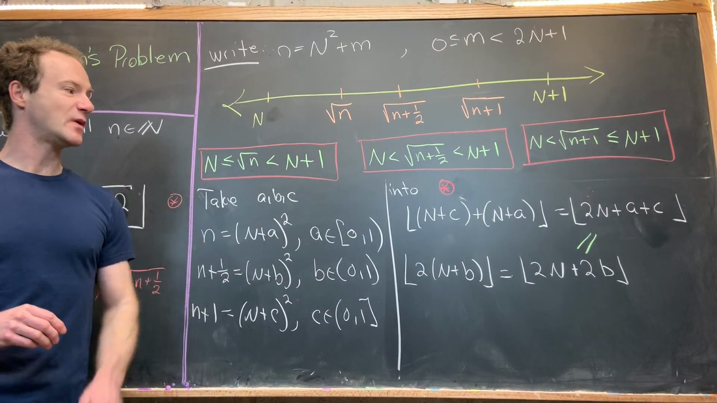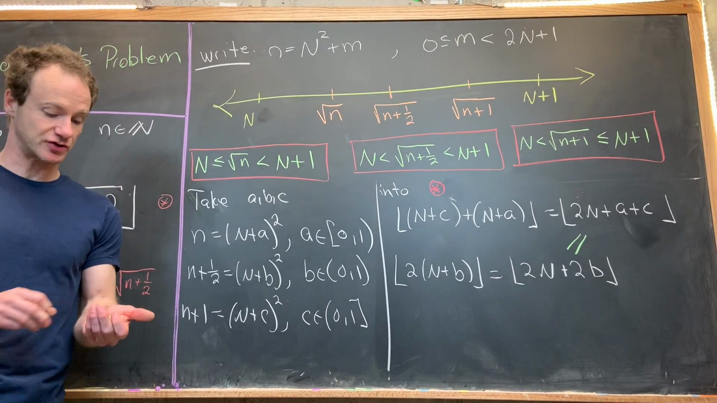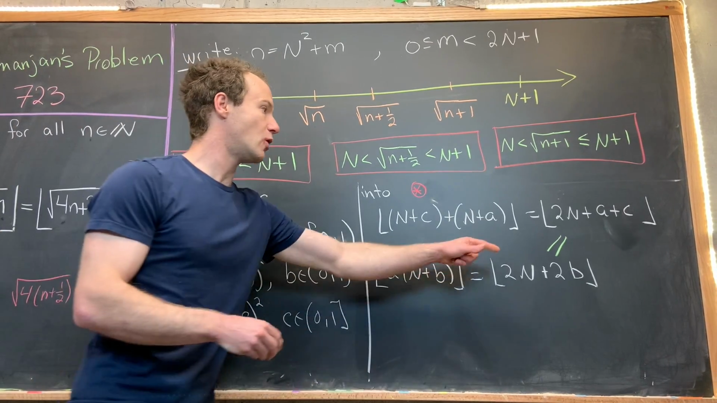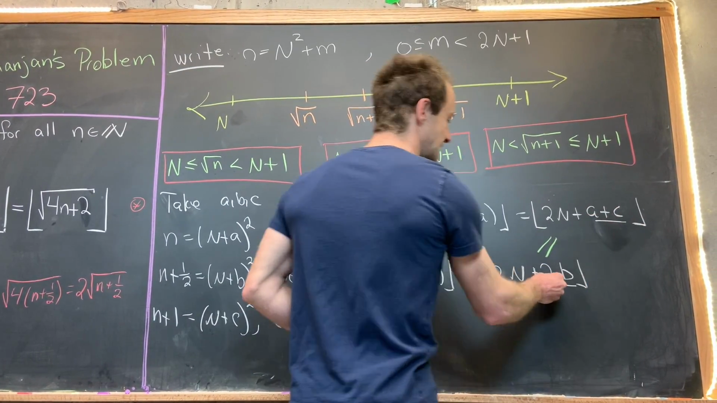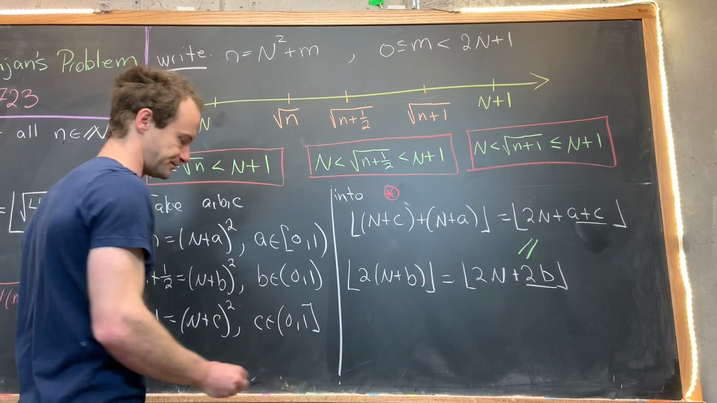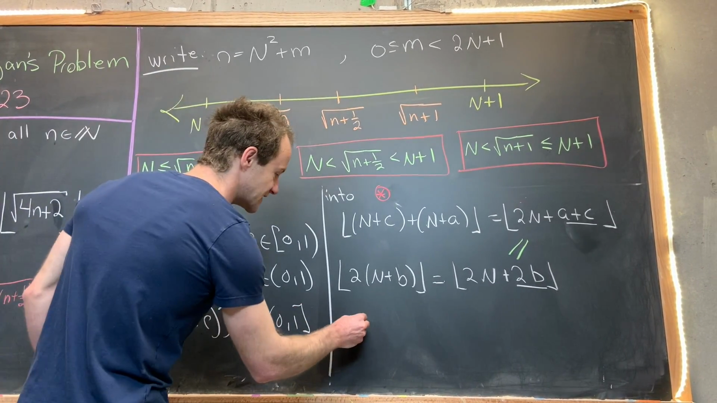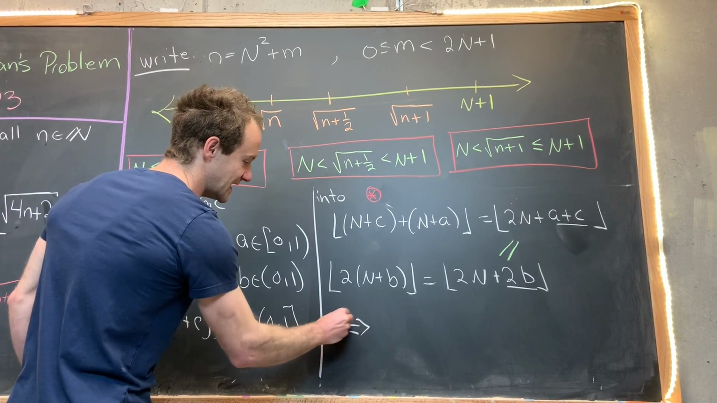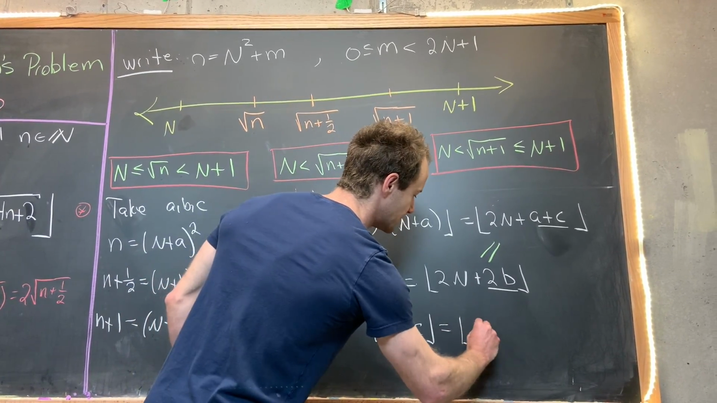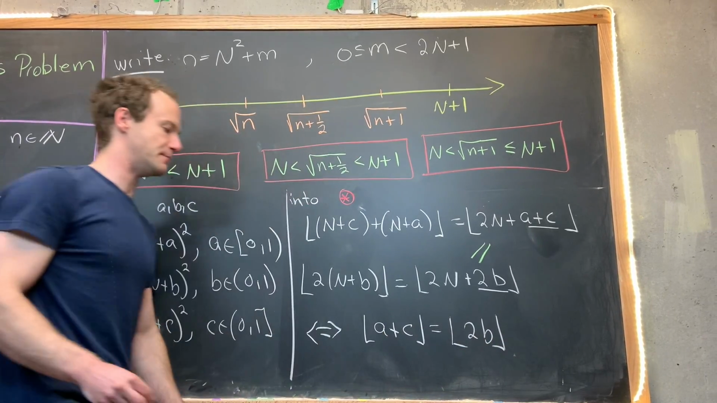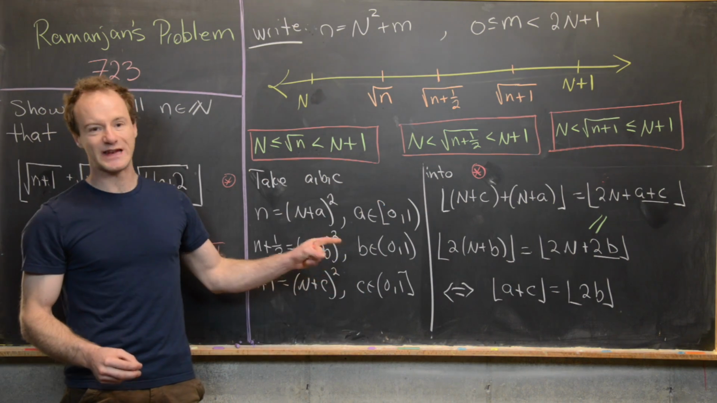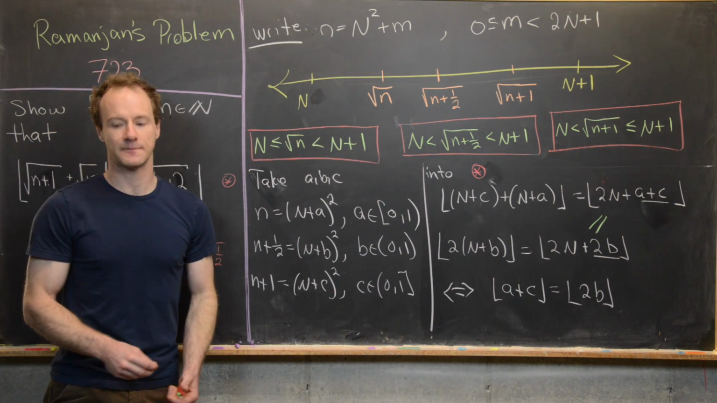Okay, great. But now we know that capital N is a natural number. So we know that our goal equation holds if and only if a plus c equals 2b after having taken the floor, obviously. So that leaves us with our goal equation being equivalent to saying that the floor of a plus c equals the floor of 2b. Okay, so I'll go ahead and clean up the board. I'll bring everything that we need to move on to the top, and then we'll keep going.